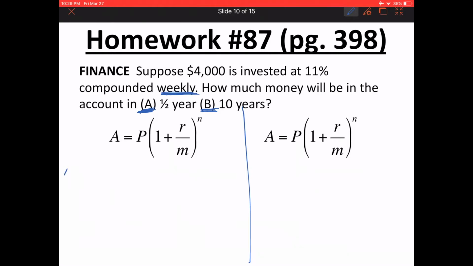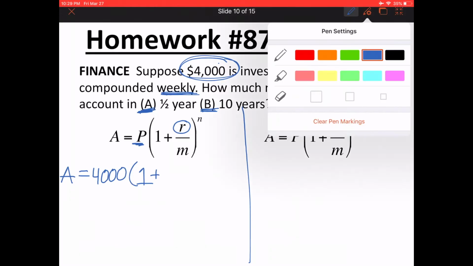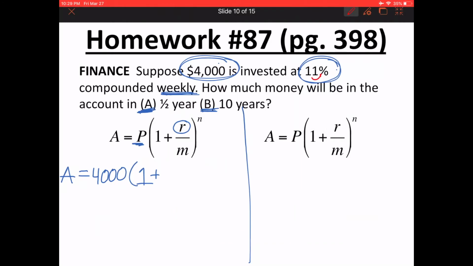So for part A, I'm going to put A equals. P is my principal, or my beginning amount. I'm starting with $4,000. So I'm going to put in 4,000, 1 plus, R is my rate. I am being told the rate is 11%, but to turn that rate into a decimal, I go over 1, 2, so I would have 0.11. So for R, I'm going to put 0.11 over, remember M is how many times we are compounded per year.